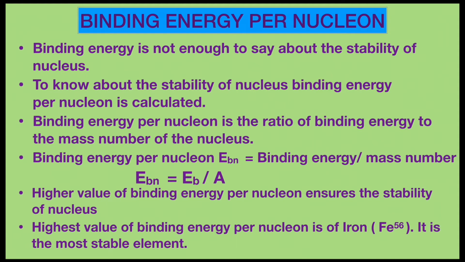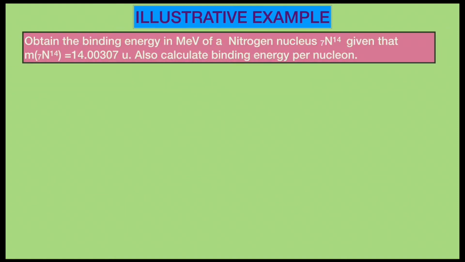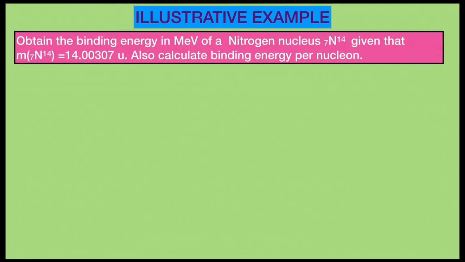So here we discussed three terms: mass defect, binding energy, and binding energy per nucleon. To understand these three concepts, I am taking an illustrative example in the form of a question. Just go through this question. Obtain the binding energy in mega electron volt of a nitrogen nucleus 7 and 14, given that mass of nitrogen is 14.00307 atomic mass unit, and we have to calculate binding energy per nucleon also.